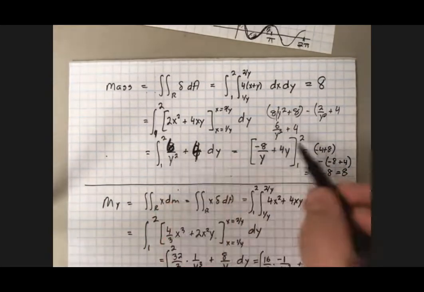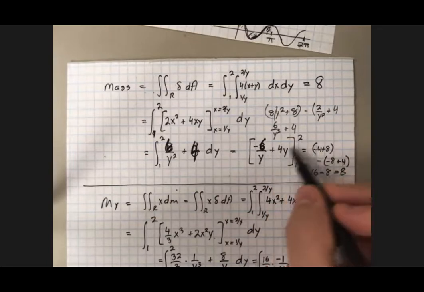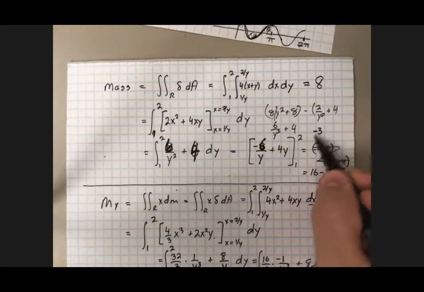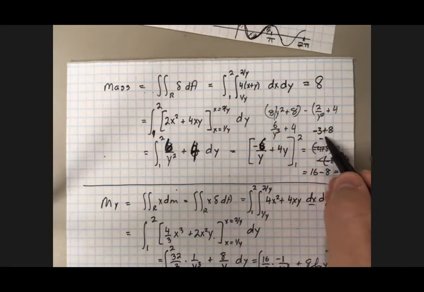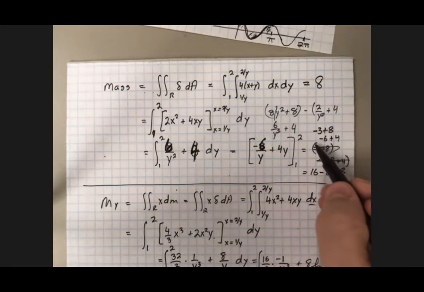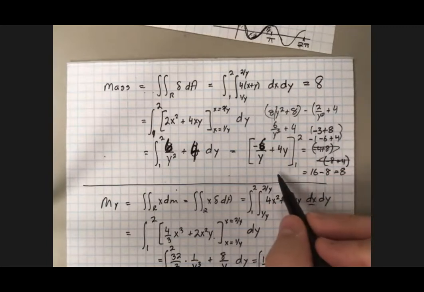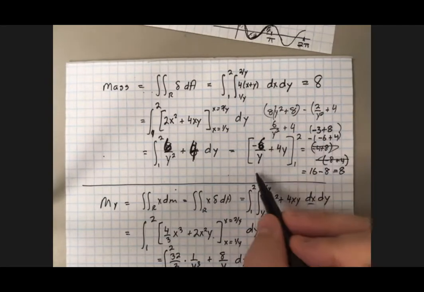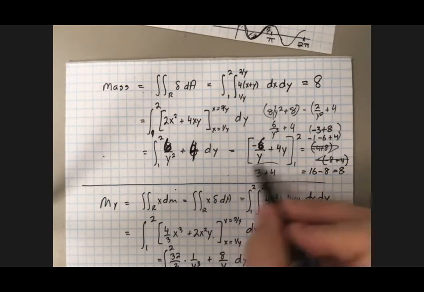And this is minus 6. And we hope that this is correct over 4. So now we got right here, what? Minus 3 plus 8. And you put in the ones and you get minus 6 plus 4. And then you're subtracting. And so you get negative 3 plus 6 is 3, and you get 8 minus 4 is 4.